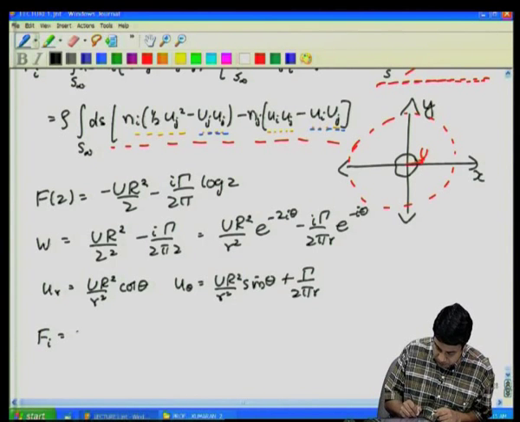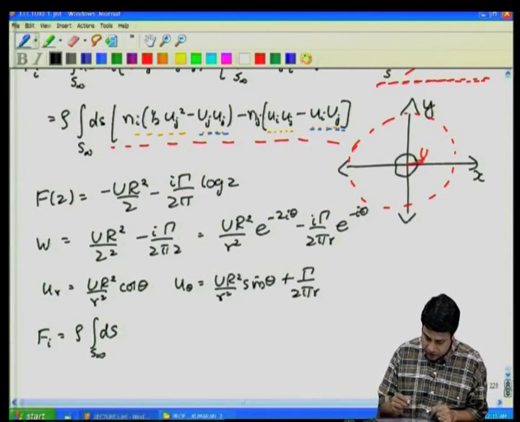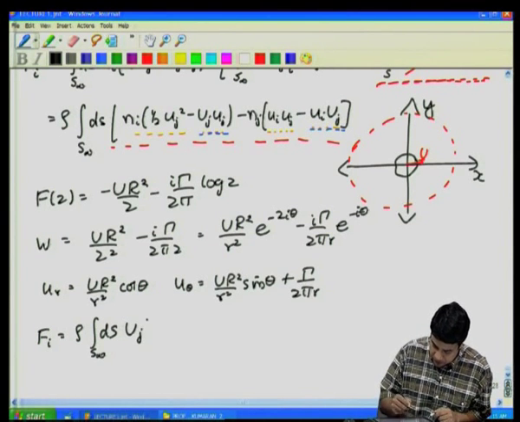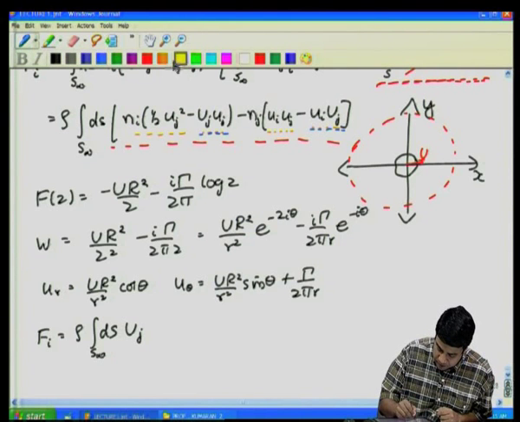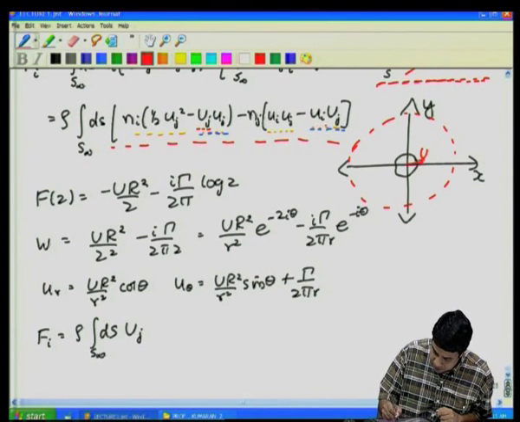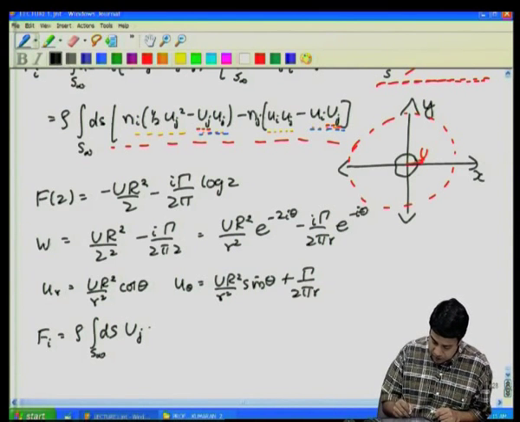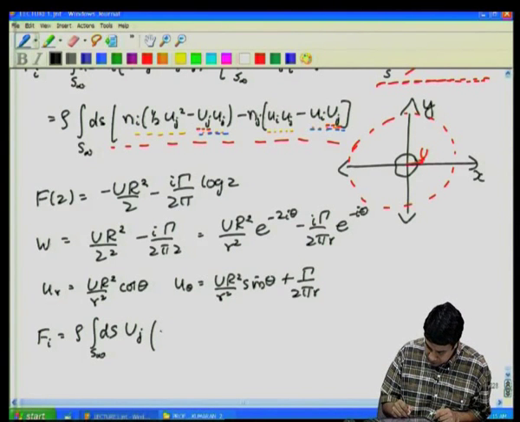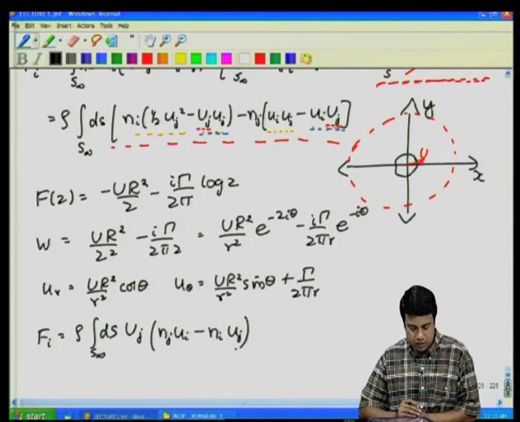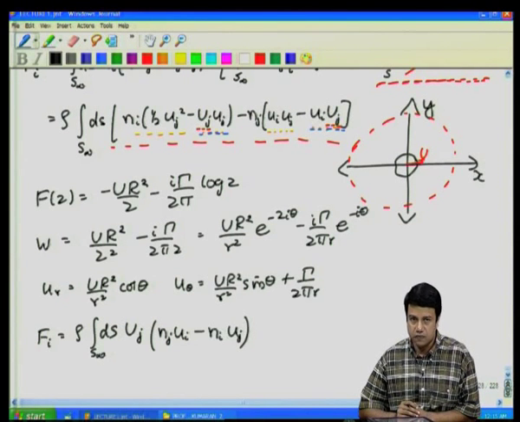So, F i is equal to rho integral dS over the surface at infinity of, there is a common factor of U j here. You can see that this U j is common between this term and this term. And then the other term is of the form n j u i minus n i u j. So, this is the final result for the force. F i is equal to rho integral dS of capital U j times n j u i minus n i u j.